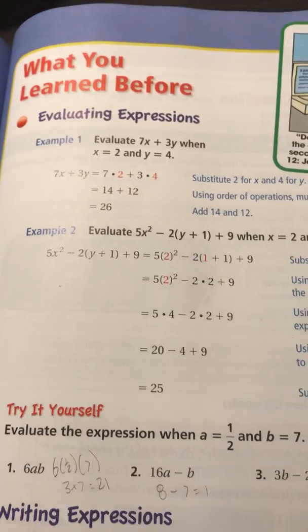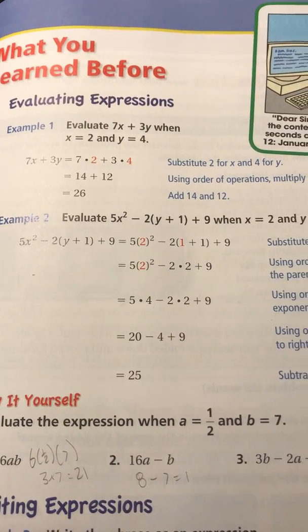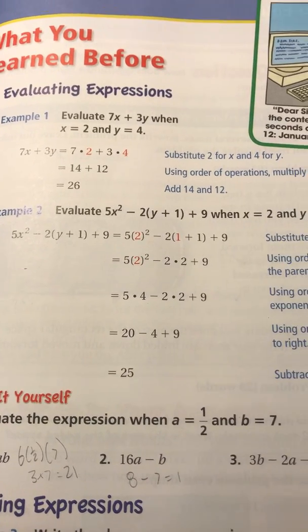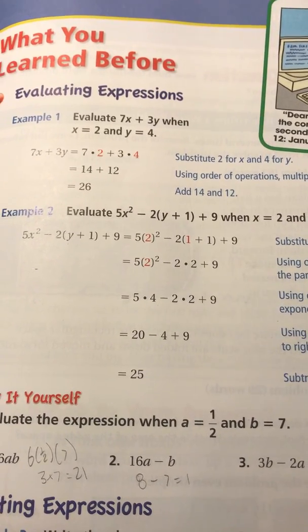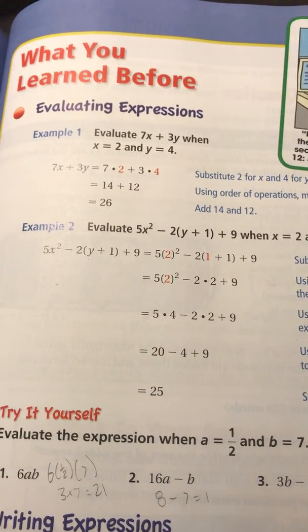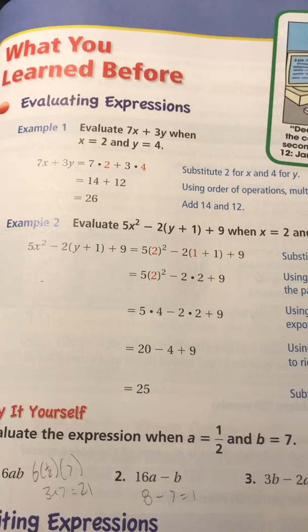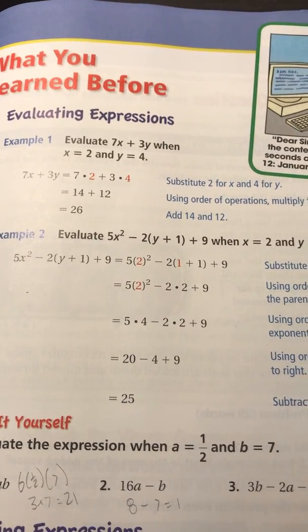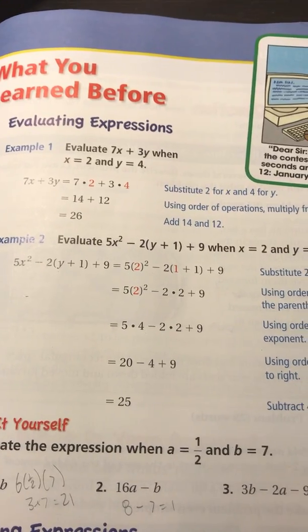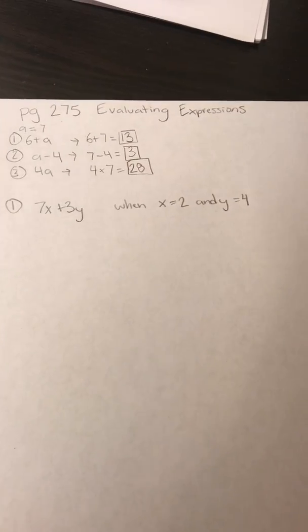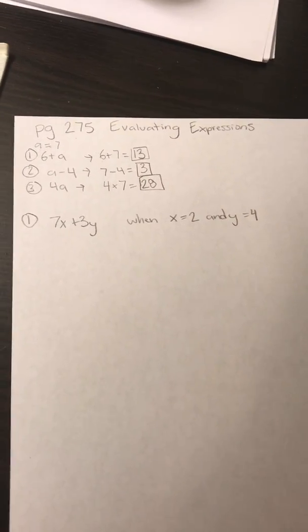In your book, you had some big ones, okay? So I'm going to rewrite that for you. The next ones we're going to work on. It says evaluate 7x plus 3y when, here's your rule, x equals 2 and y equals 4. All right? So we're now going to plug this in. So we have to fill in our missing spots. We have to fill in what x equals and what y equals.